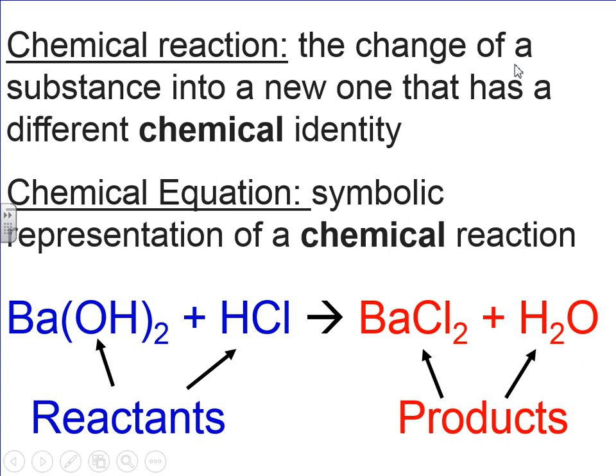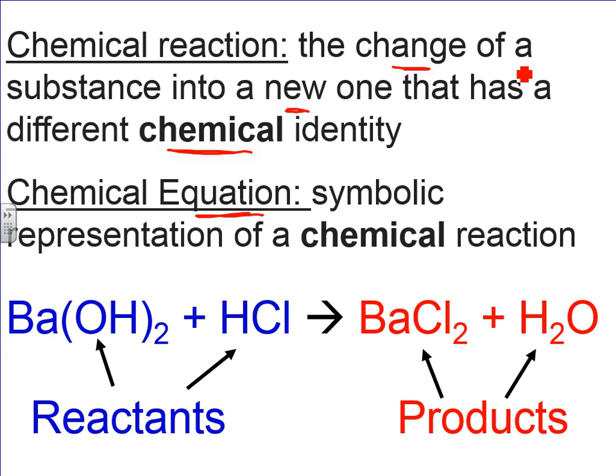Let's quickly do a review of what a chemical reaction is. It's connected to a chemical change, and there's a change of a substance into a new substance that has different chemical properties and a different chemical identity. So if you've undergone a chemical reaction, you've changed one substance into a different substance. That's a reaction, and this is performed in the laboratory. An equation, then, is a way to represent that reaction. It's a symbolic representation of it.